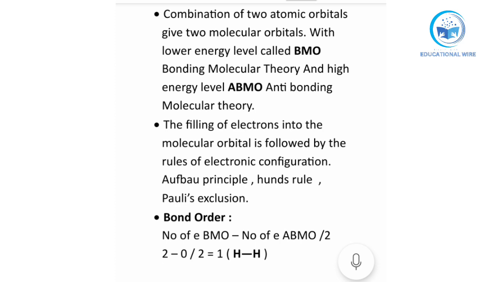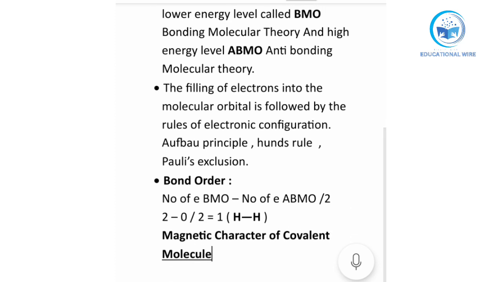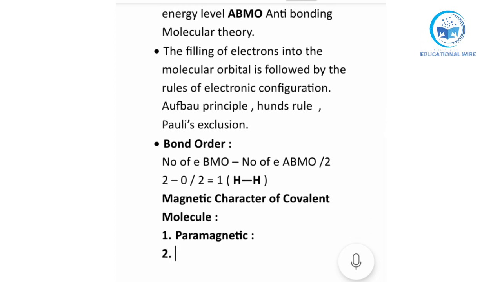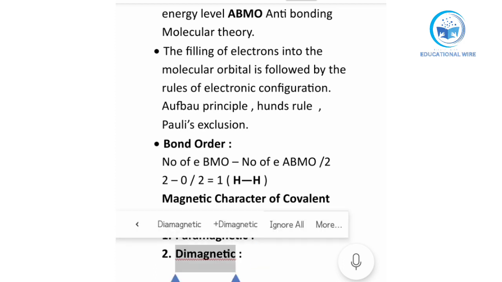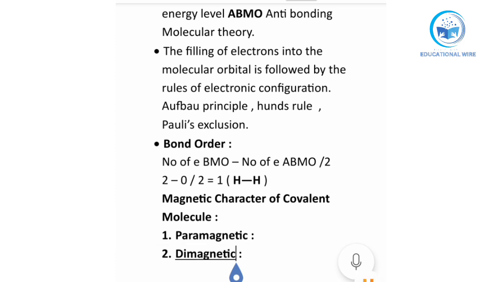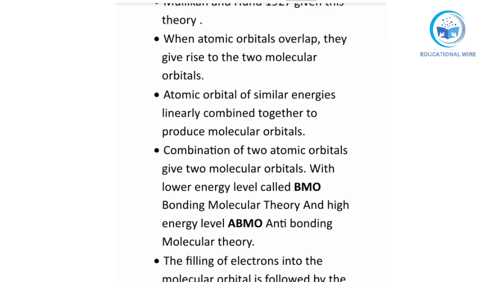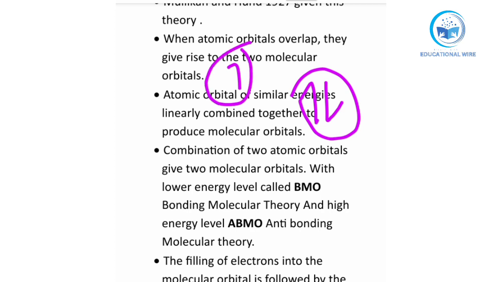Now how will we know the magnetic character of a covalent molecule, what its character is? So we will write here: magnetic character of covalent molecule. There are two characters. One is called paramagnetic, and another is called diamagnetic. There is a difference between diamagnetic and paramagnetic. The paramagnetic symbol we show as a single upward arrow, and diamagnetic we show as upward and downward, opposite spin.